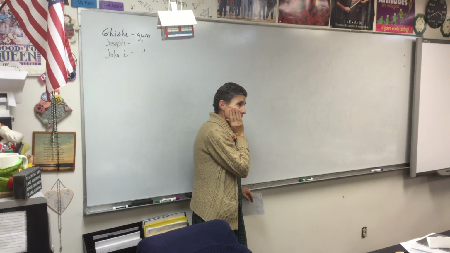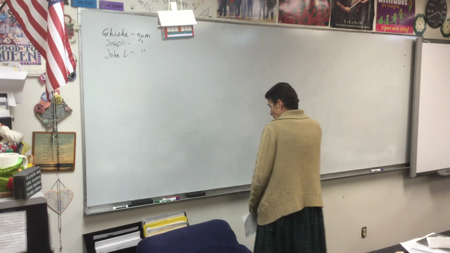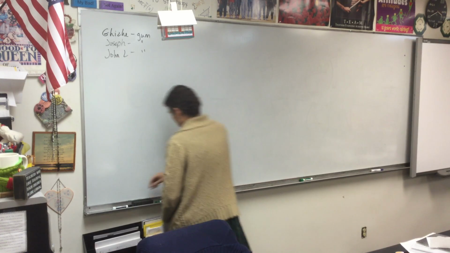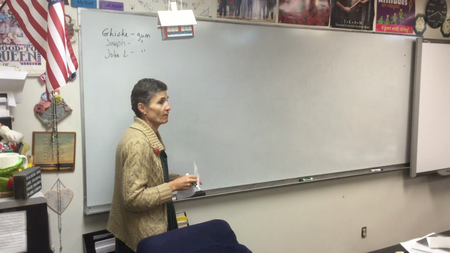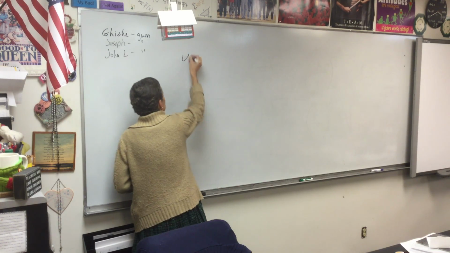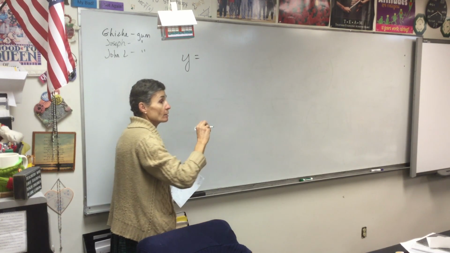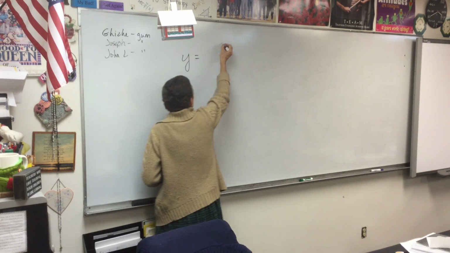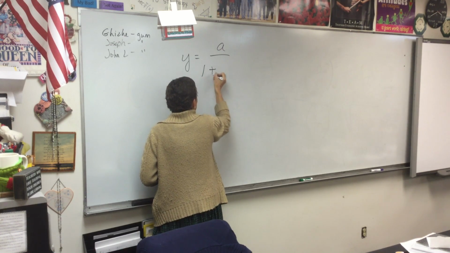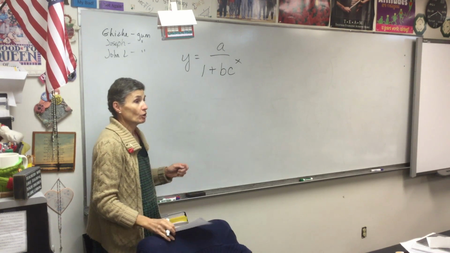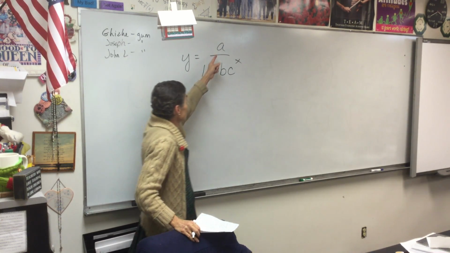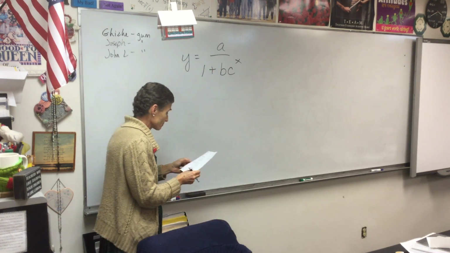Okay? Now, does anybody remember, or can you tell from your notes, what is the format of the logistic function that we're going to be writing? Y equals what? What am I shooting for? A over 1 plus BC to the x. So we are looking for a lot of different numbers, A, B, and C.